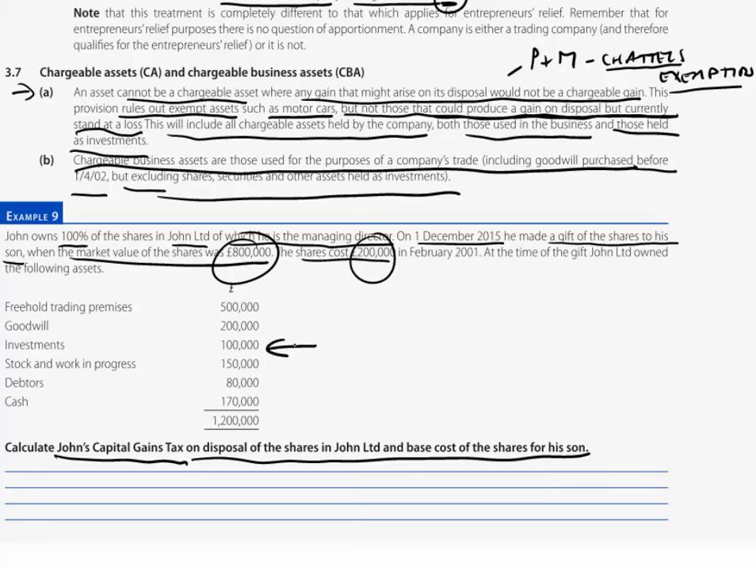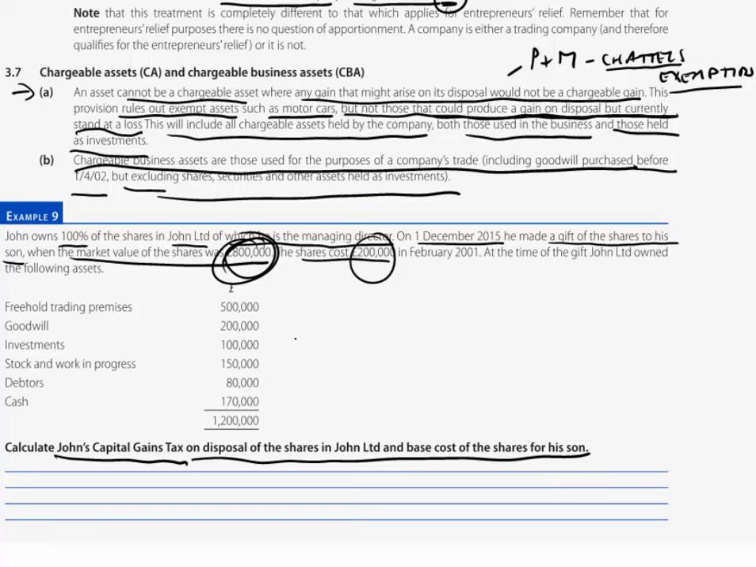So the gain eligible for the gift relief is restricted to our fraction CBA over CA. So we've got to go through these assets now and identify which of them are chargeable business assets and which above that are just chargeable assets. So let's look at what we've got. And again, on the face of the question page, at least if it's a written exam, you can write down on that question page CBA or CA. Remember, anything that's a chargeable business asset is obviously also a chargeable asset. Anything that is just CA is an investment. It's not a business, it's just a chargeable asset.